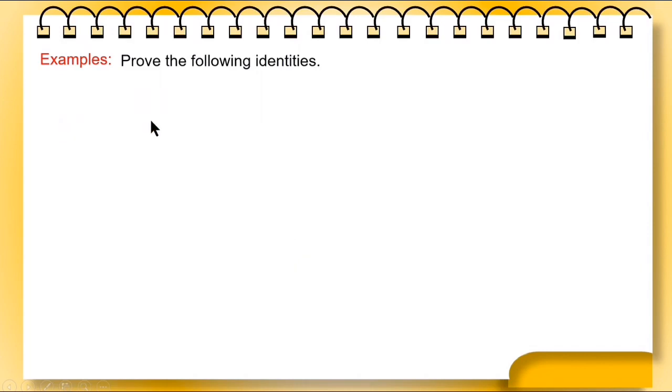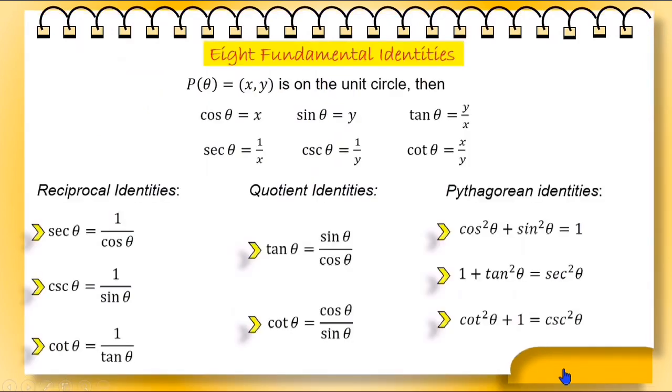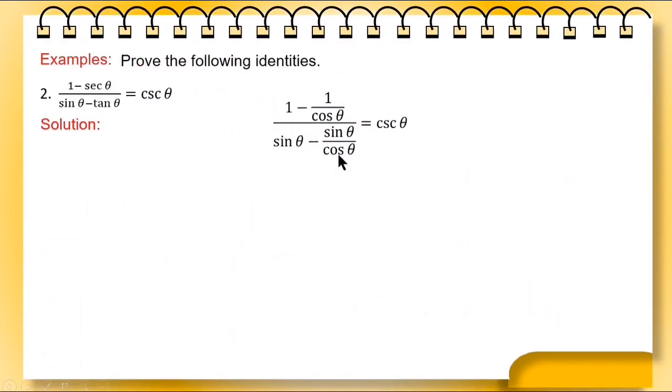Another example. Number 2, 1 minus secant theta over sine theta minus tangent theta is equal to cosecant theta. We express the left side of the equation in terms of sine and cosine. Secant theta is equal to 1 over cosine theta, reciprocal identities, while tangent theta is equal to sine theta over cosine theta, quotient identities. Secant theta is equal to 1 over cosine theta, and tangent theta is equal to sine theta over cosine theta.